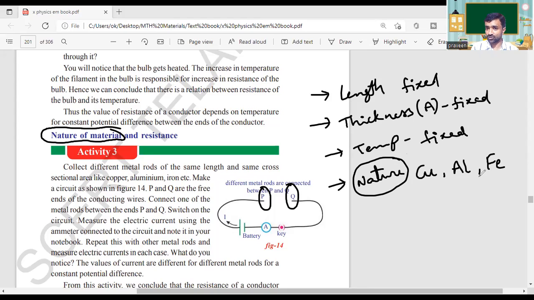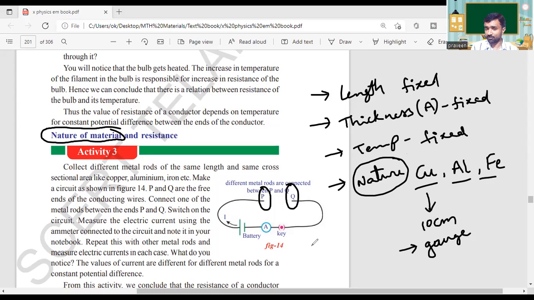So these are the wires you need to collect. Suppose I am fixing the length at 10 centimeters, right? And selecting the gauge of the wire the same, right? The gauge of the wire is the same.